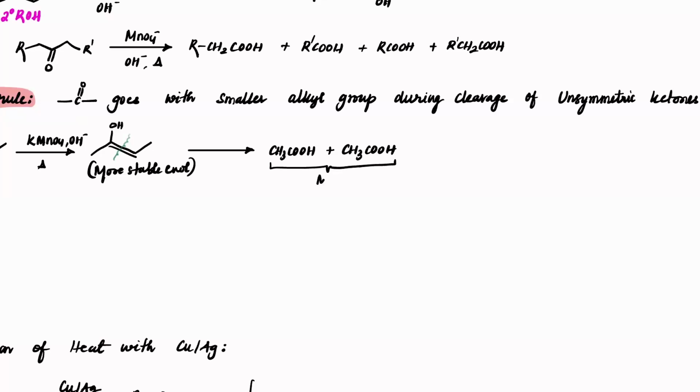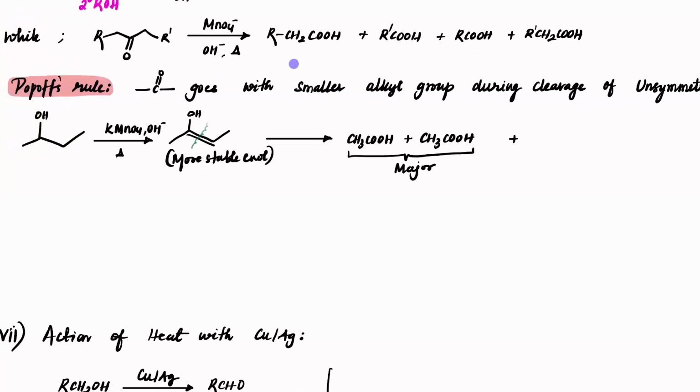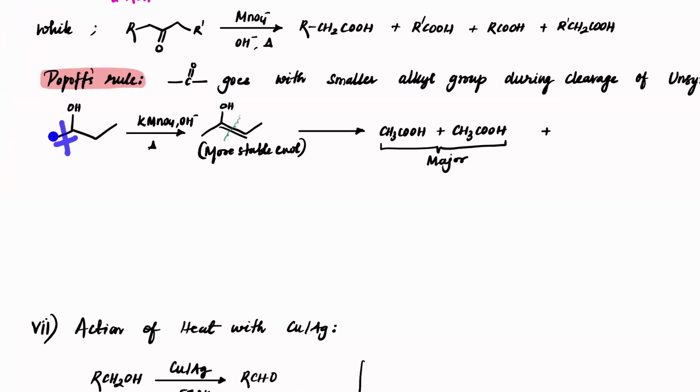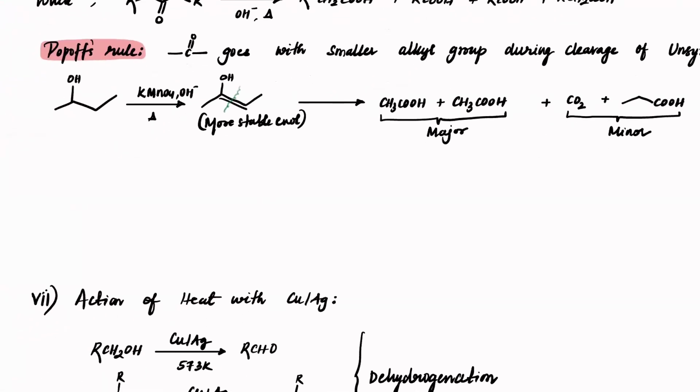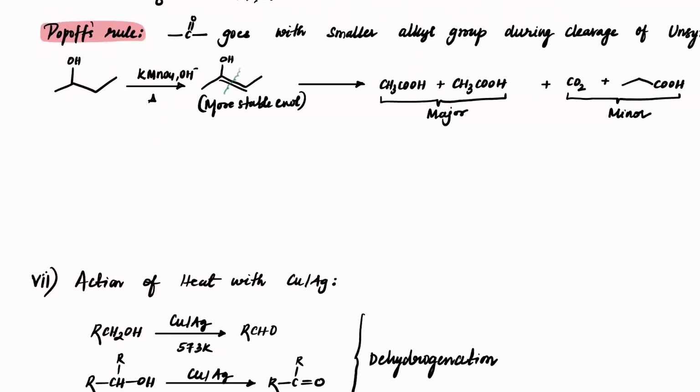This is the major product. In case the double bond is forming on the other side, then this single carbon will convert into carbon dioxide, and the other side will be a 3 carbon case, which is propanoic acid. So these two will be minor. Got it? So a very simple case.